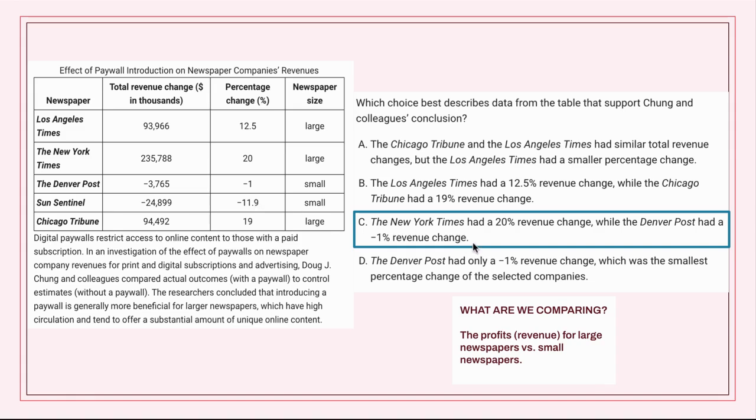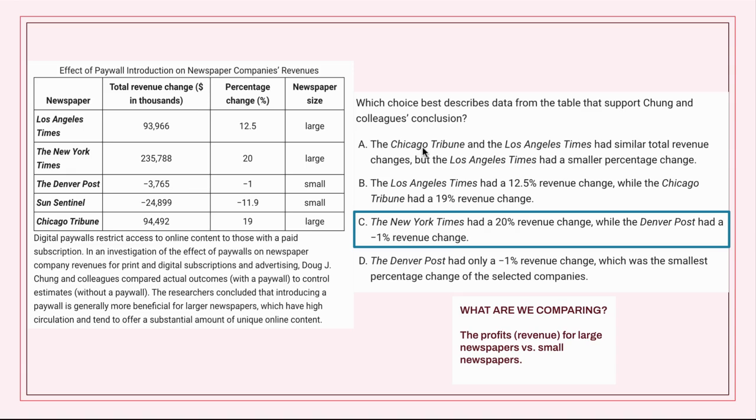Okay. So I like this one because the New York Times is a large newspaper, which had a positive revenue change, and the Denver Post is a small newspaper and it had a negative revenue change. So it's comparing a large newspaper and a small newspaper and illustrating how one benefited while one didn't, which is pretty much proving the claim that it's more beneficial for large newspapers. Now let's look at why the other ones are wrong.